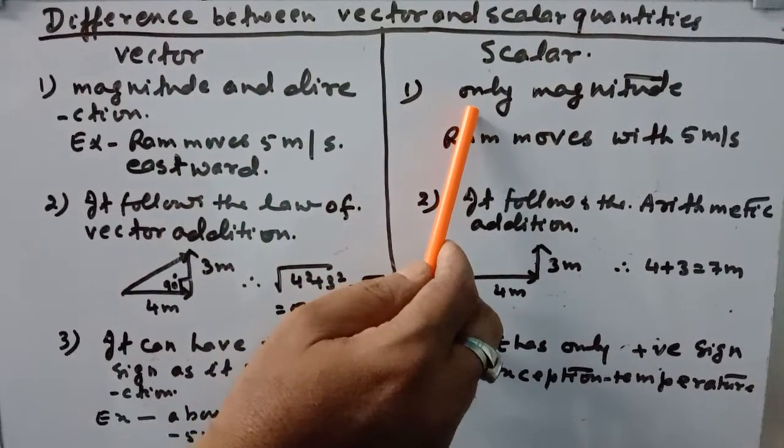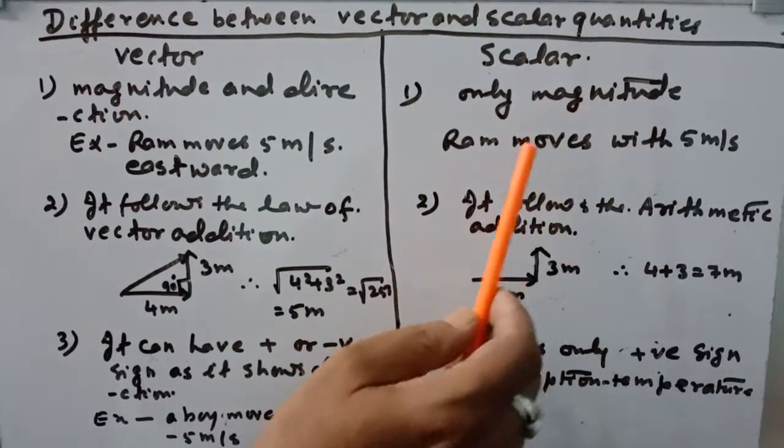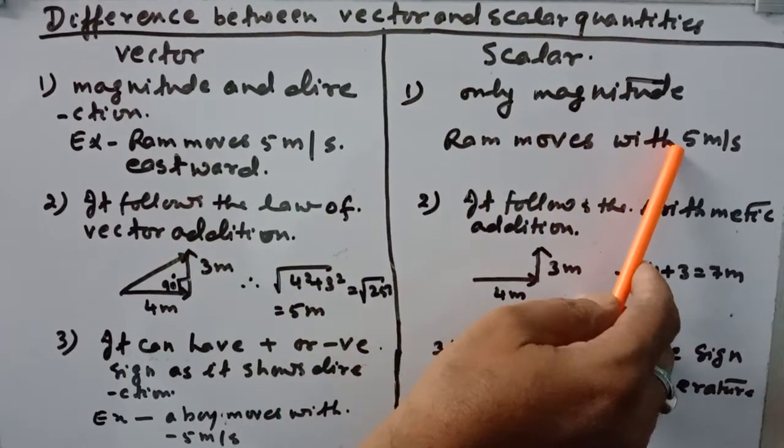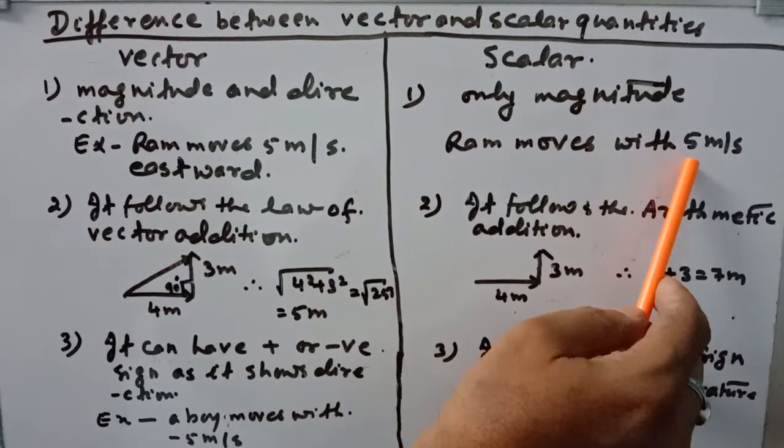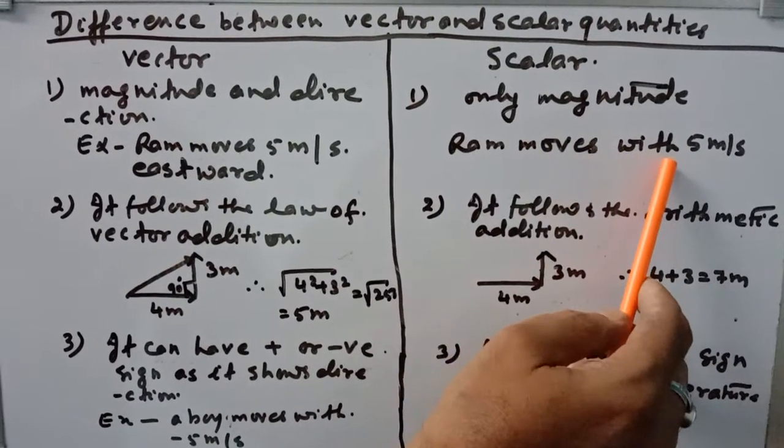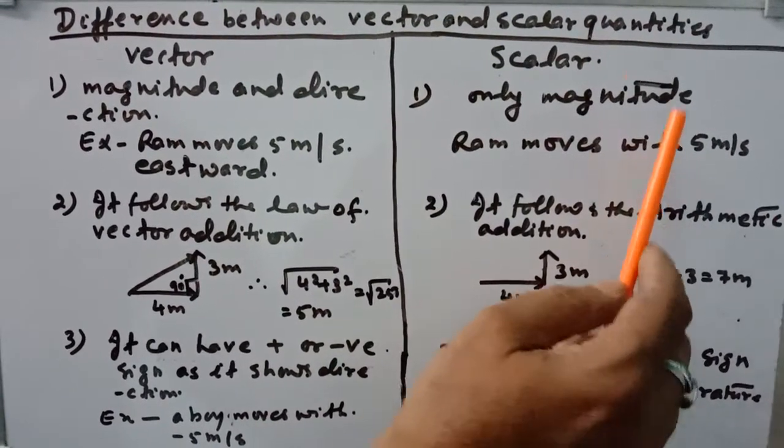Now scalar, it has only magnitude. Suppose Ram moves with 5 meter per second. In this example it does not show any direction, therefore it becomes speed, and speed is a scalar quantity.